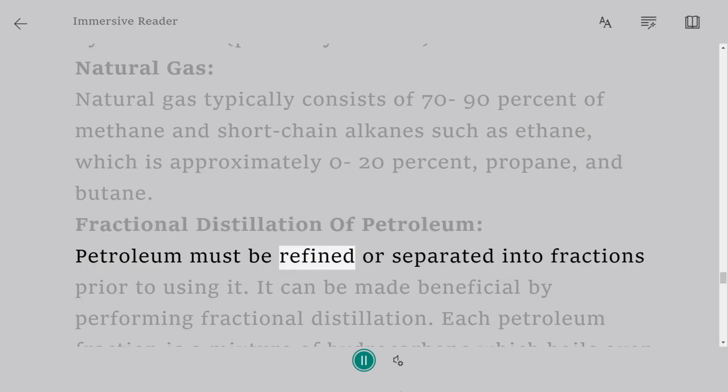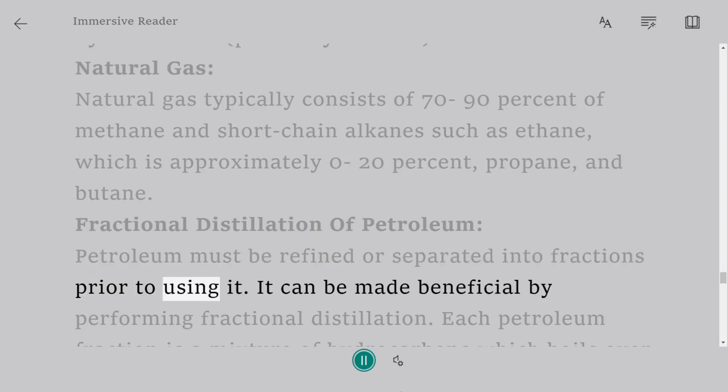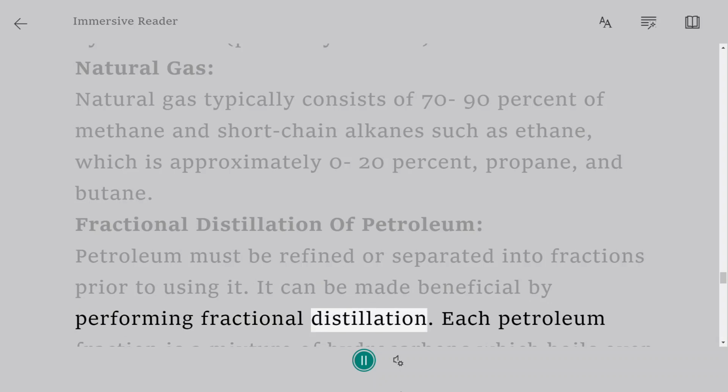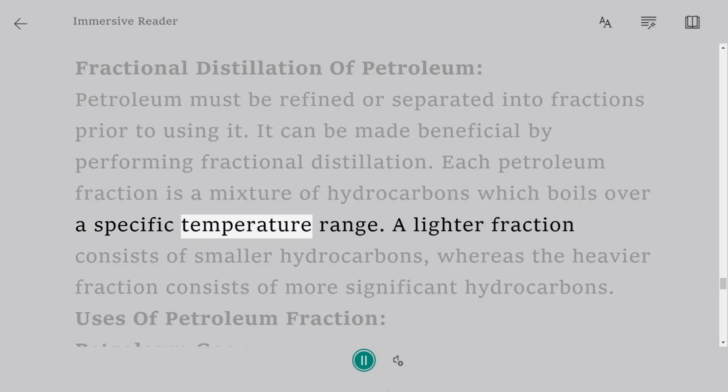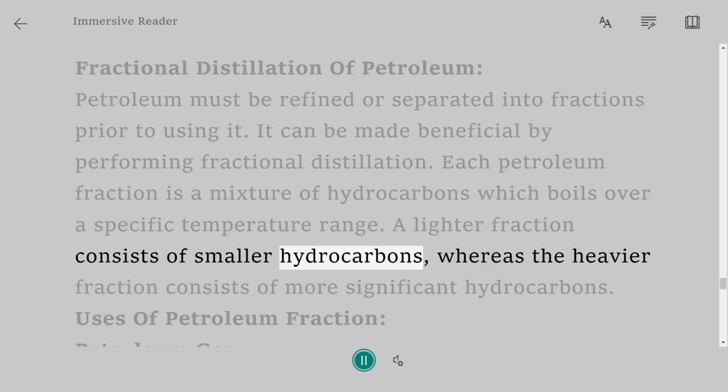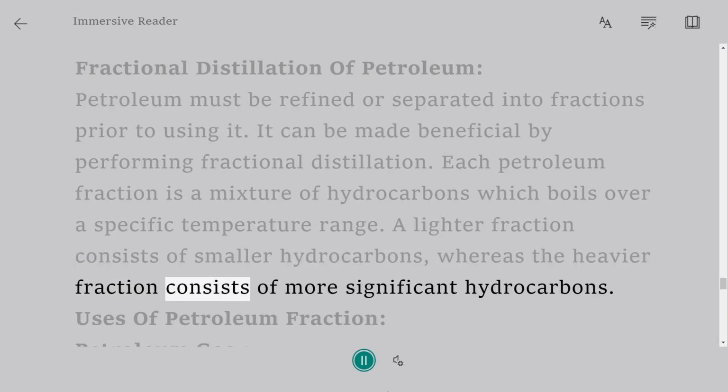Fractional distillation of petroleum. Petroleum must be refined or separated into fractions prior to using it. It can be made beneficial by performing fractional distillation. Each petroleum fraction is a mixture of hydrocarbons which boils over a specific temperature range. A lighter fraction consists of smaller hydrocarbons, whereas the heavier fraction consists of larger hydrocarbons.